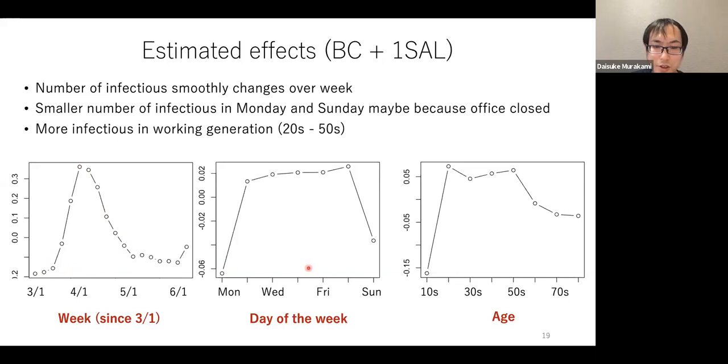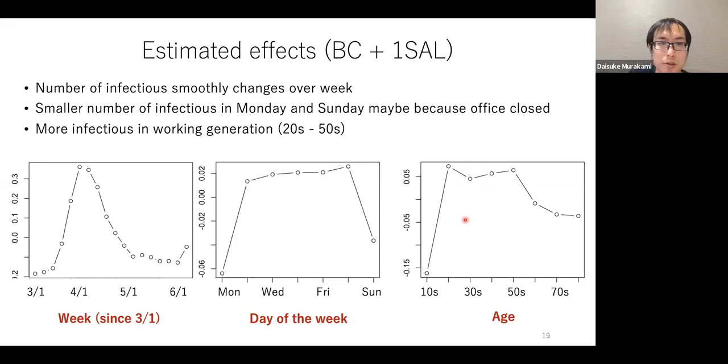And this result shows a smaller number of infections on Monday and Sunday, and maybe it is because medical offices are closed on these days. And about age, the number of infections increases between the 20s and 50s, the working generation. So based on the results, commuting to office might increase the number of infections, just because people between the 20s and 50s are the working generation.